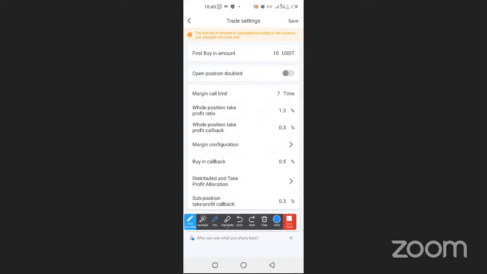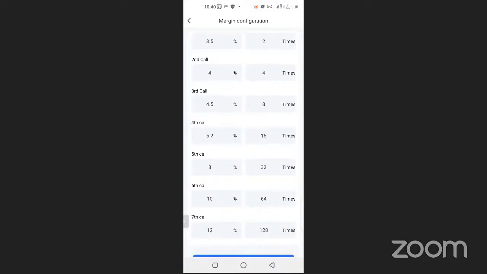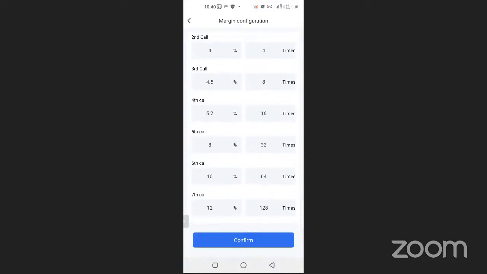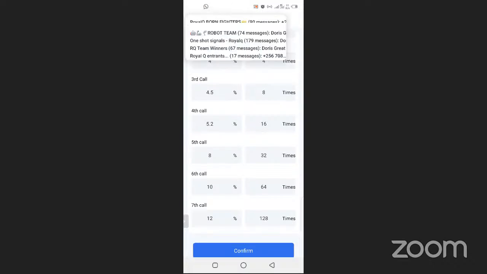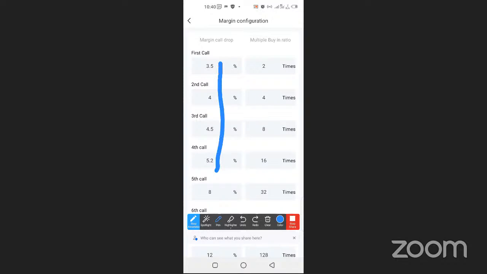Then we have the margin call configurations. How do you want your bot to buy? Right? Then I tap here. These are the numbers. Now, these ones will come according to the call margin limit. If you put 7, there will be 7 here. If you put 20, there will be 20 here. If you put 100, there will be 100 here. Now, look at this. I want to emphasize this point. The bot rarely sells in the first 4 margin calls.